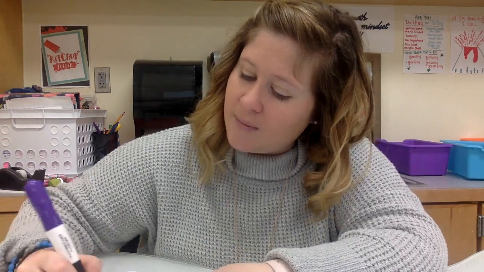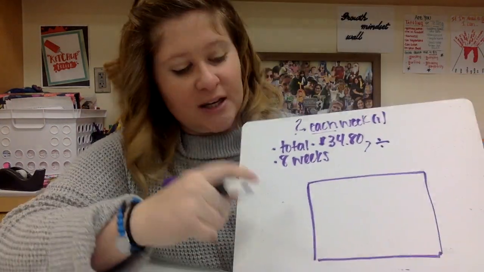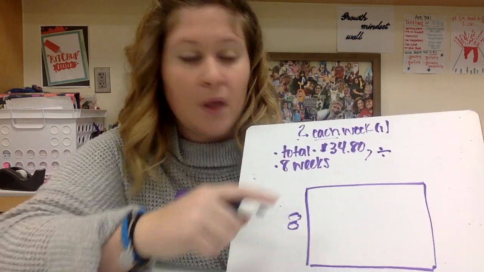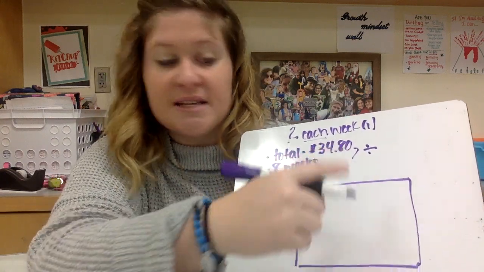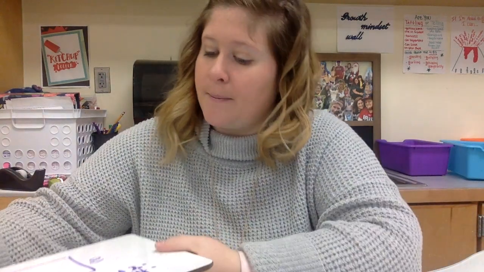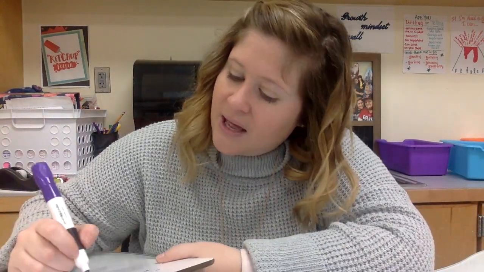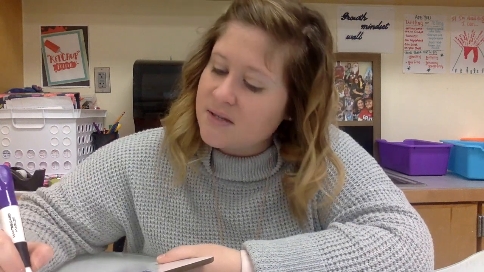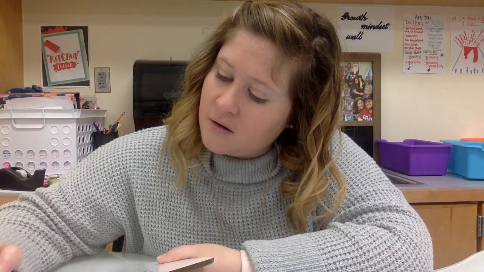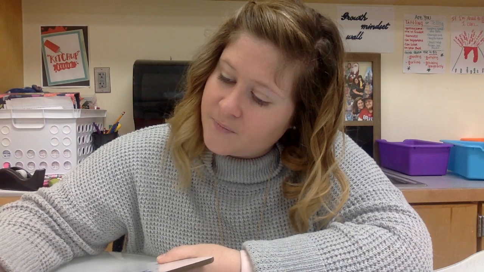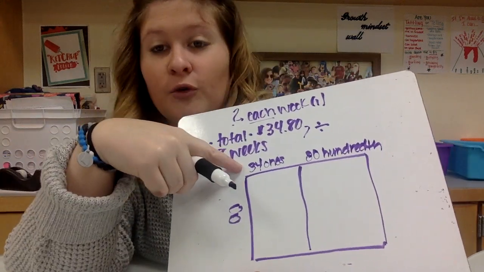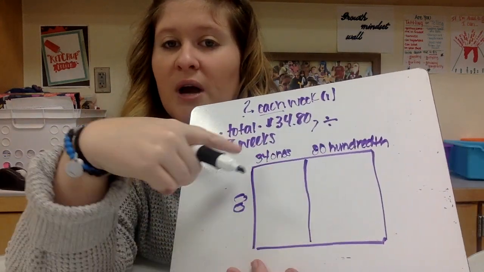So I'm going to start by drawing my area model box. What I'm trying to divide into goes off to the side, which is 8. I need 8 weeks. Okay. Then I'm going to split $34.80 into a whole number and a decimal at the top. While I'm doing that, I'm going to write my place values at the top, so it turns into 34 ones and 80 hundredths. Okay. So once you have it set up, we have 8, 34 ones, 80 hundredths.